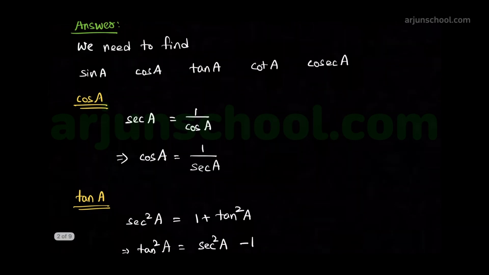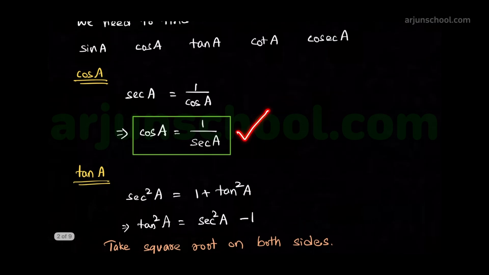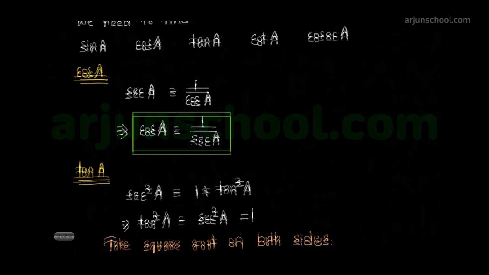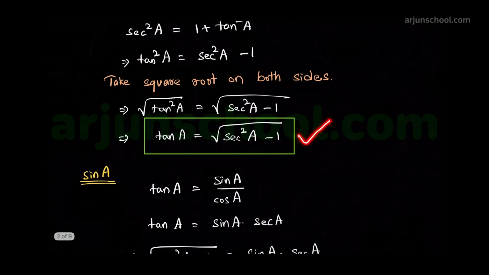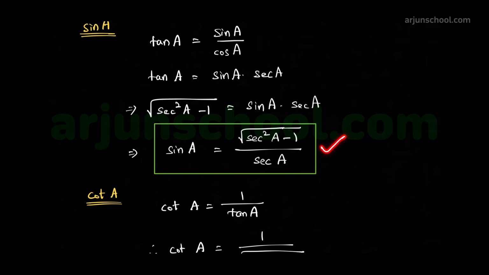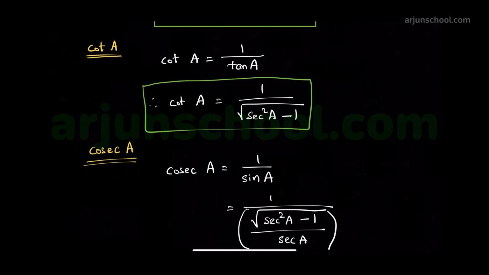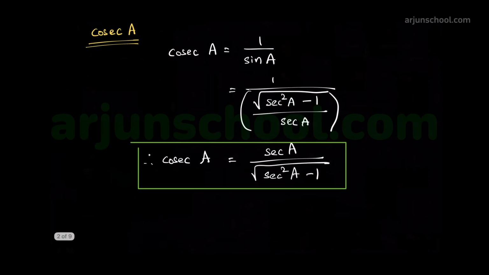To summarize the answers, all the trigonometric ratios in terms of secant A are: cos A is equal to 1 by secant A, tan A is equal to root over secant square A minus 1, sin A is equal to root over secant square A minus 1 by secant A, cot A is equal to 1 by root over secant square A minus 1. Cosecant A is equal to secant A by root over secant square A minus 1.